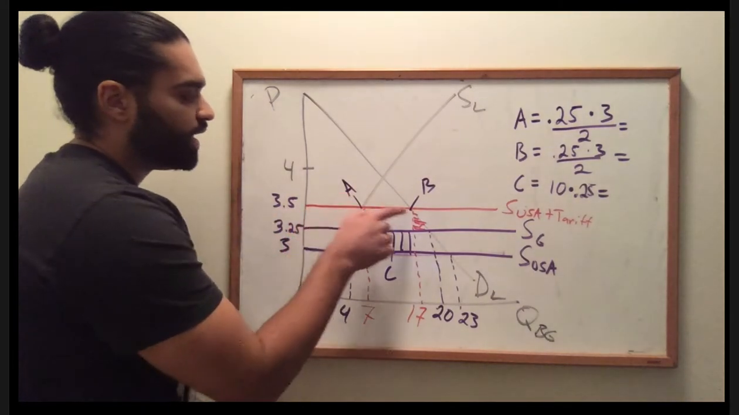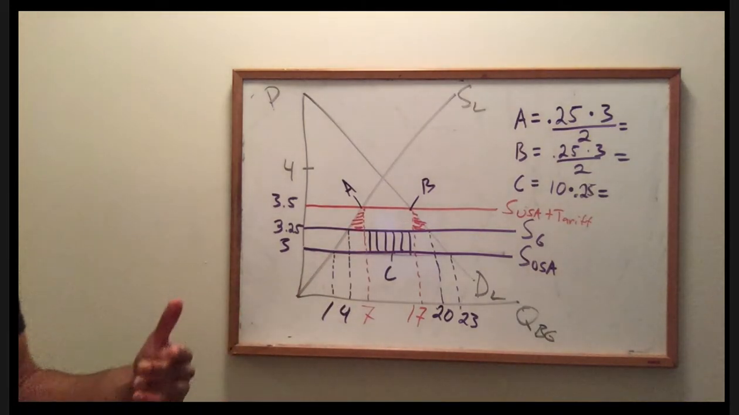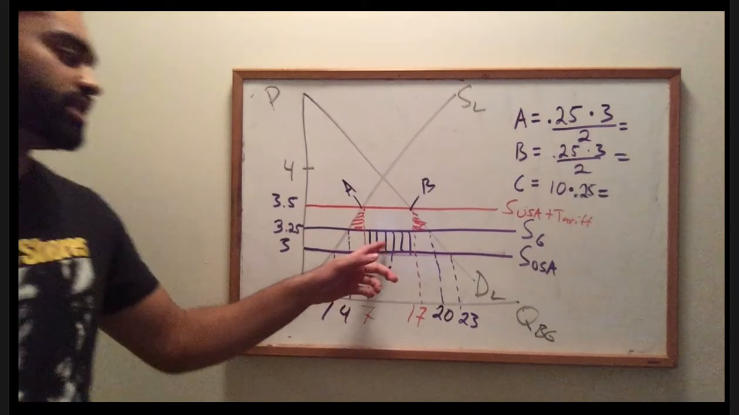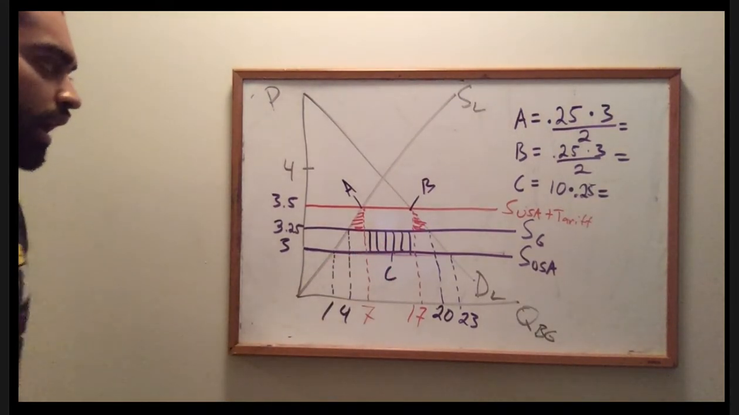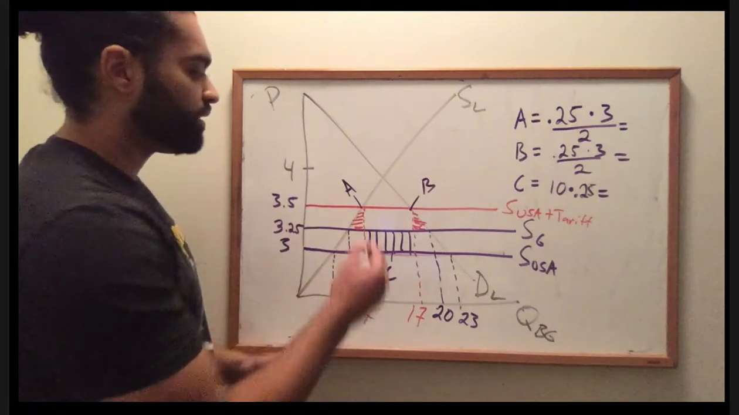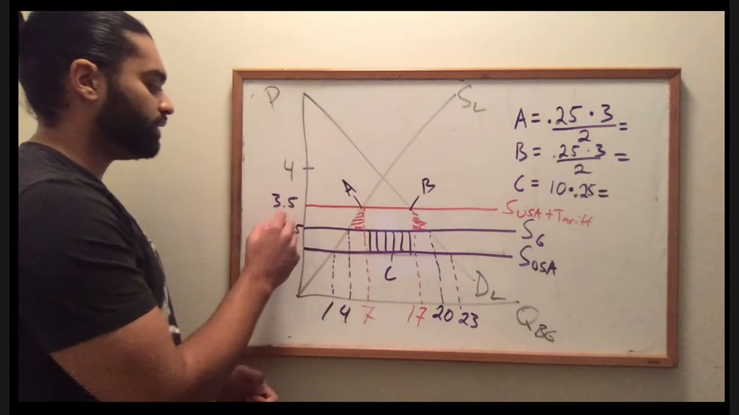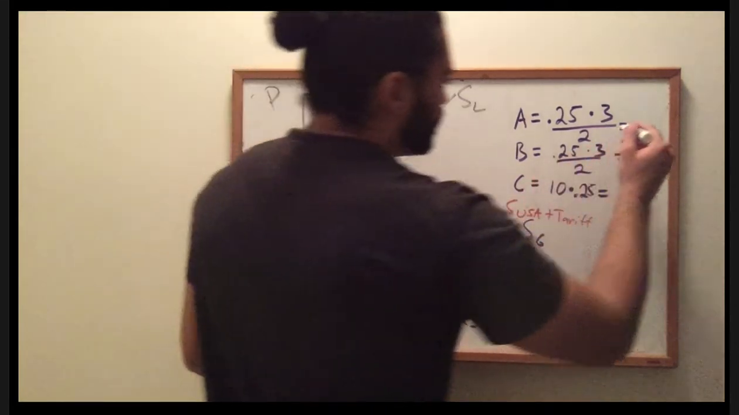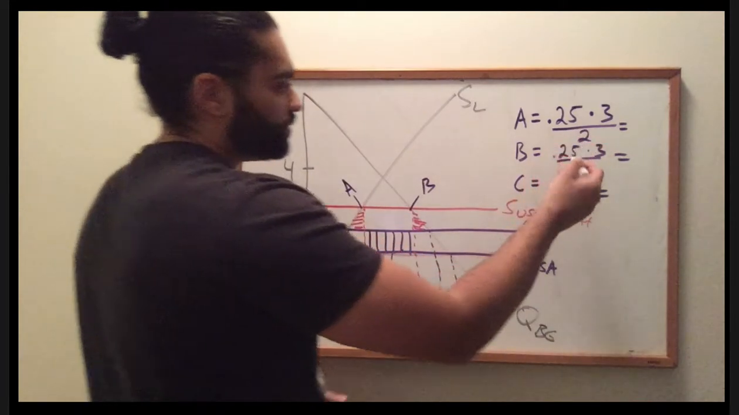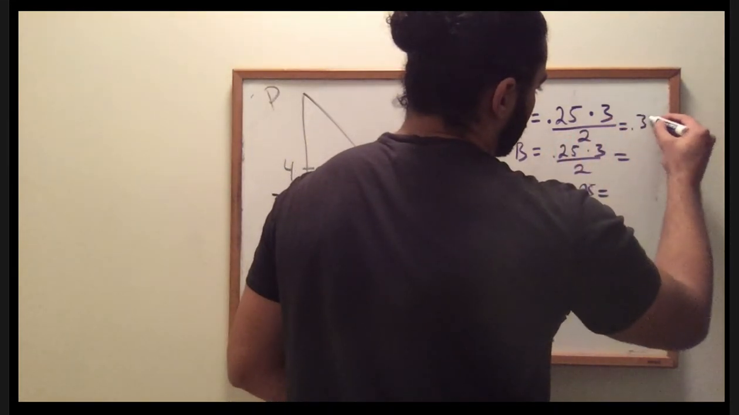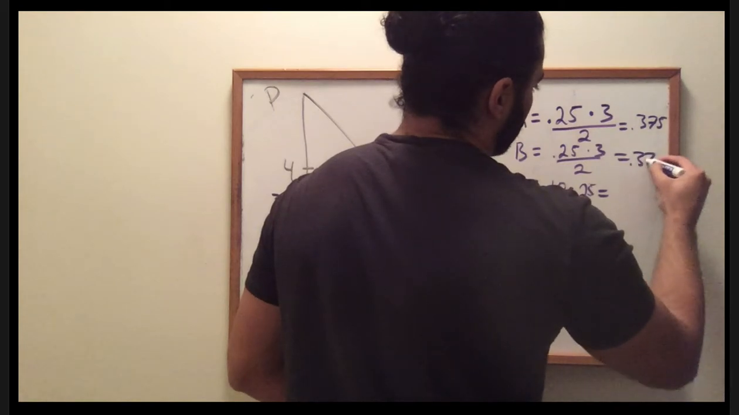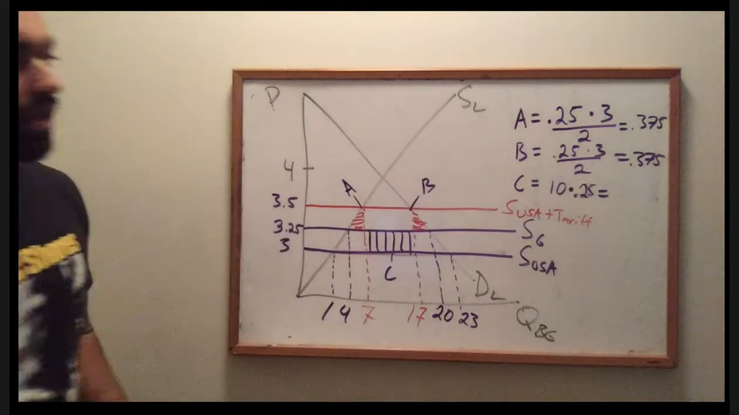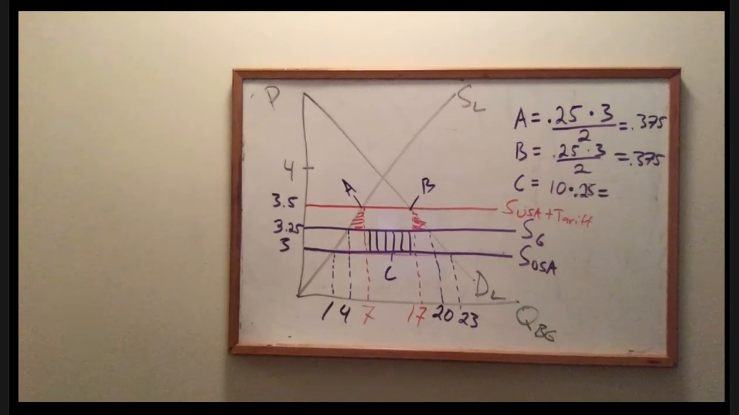So portions A and B, this is what creates the trade creation. And then portion C is trade diversion. So if we do some of the math, the area of A is the difference between 350 and 325, which is 25 cents. And the difference between 4 and 7 is 3. So it's going to be 75 divided by 2, which is going to be 0.375, and then 0.375. And then portion C is going to be 2.5.